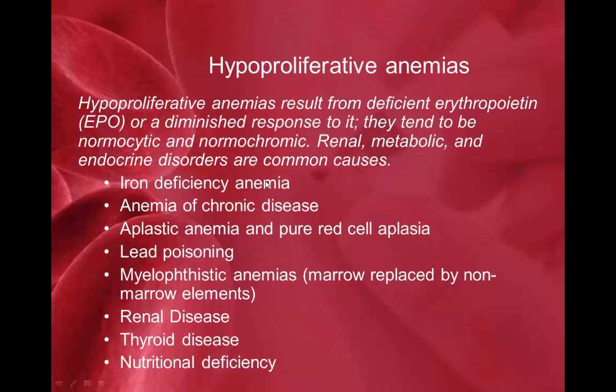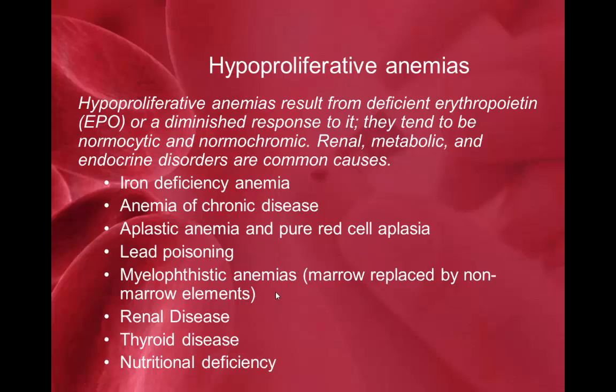In addition, this includes anemia of chronic diseases. Even though it says iron deficiency anemia, this is not the most common way of presenting hyperproliferative anemia. Normocytic normochromic is mostly for chronic diseases, for aplastic anemia, for lead poisoning, renal disease. So basically it marks most commonly renal failure and anemia of chronic diseases, which include that one. In addition, thyroid diseases and nutritional diseases as well.